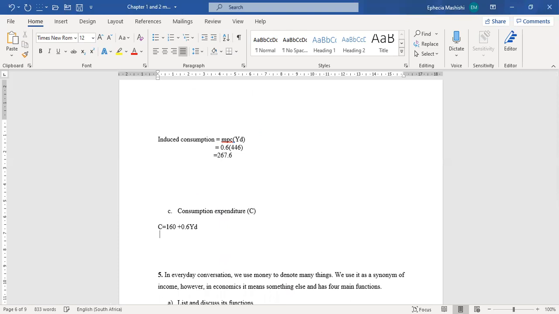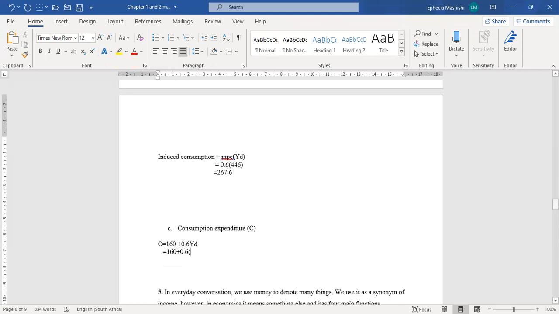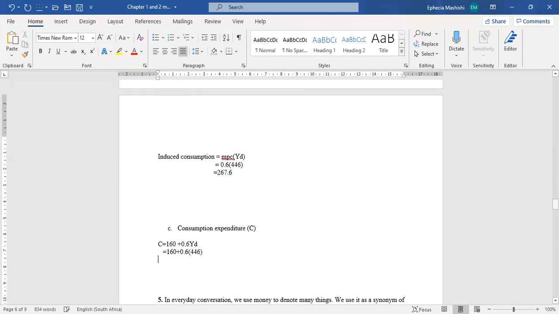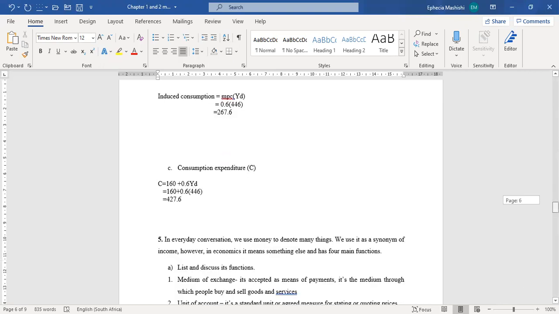So our consumption expenditure is equal to 160 plus 0.6 multiplied by 446, if I'm not mistaken, yes, 446, which equals 427.6.